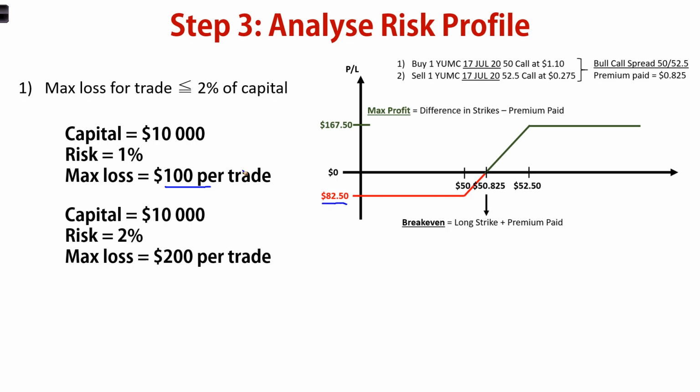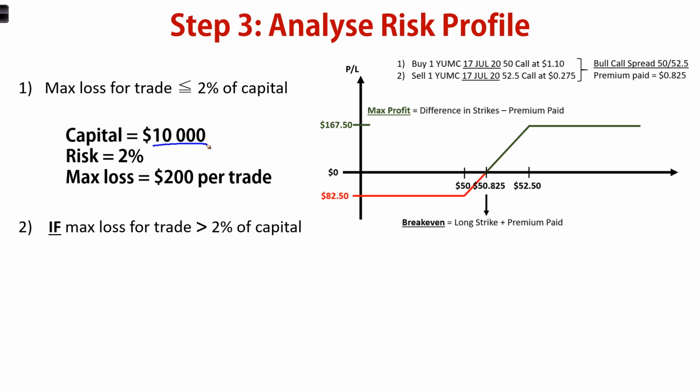But if you risk 2% per trade on the same account size, then your max loss would now be $200 per trade. In this case, you can take up to 2 contracts of the Yum China bull call spread. You get the idea. And I would not recommend going beyond 2% risk per trade. So using the same capital size of $10,000 and risking 2% per trade, what if the max loss for the trade is more than 2% of capital?